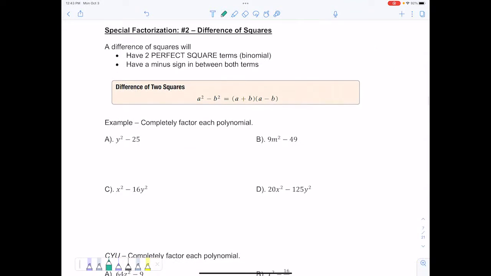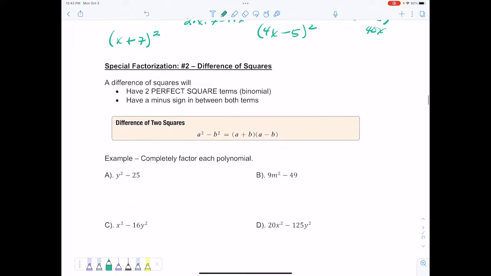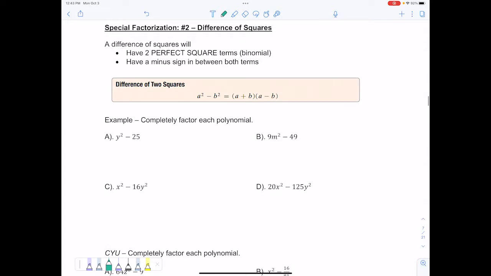My next type of special factorization is what's called a difference of two squares. So for a difference of two squares, we already talked about perfect squares. You have to have two of them, and then you have to have a minus in the middle. Difference of two squares factors into a plus b times a minus b.